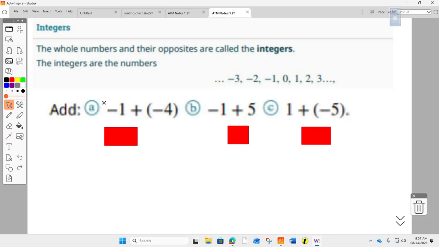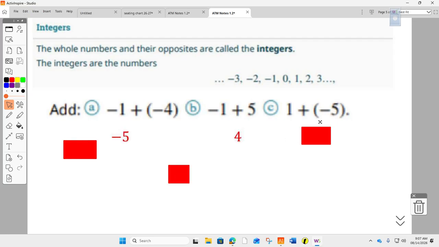If they're different, we're going to take the number with the biggest absolute value, farthest from 0, subtract the smaller absolute value, and then the sign is the sign of the one that had that bigger absolute value. So 5 minus 1 is 4. 5 is farther from 0, so that is a positive 4. And you guys do see.